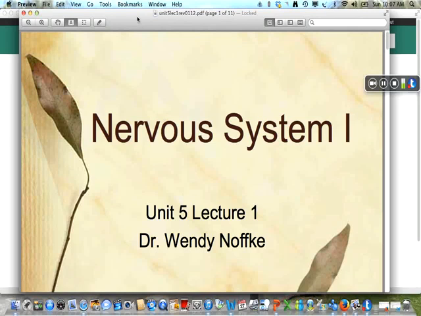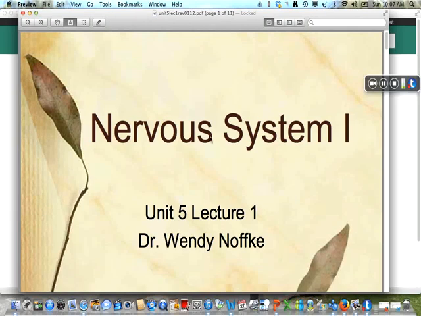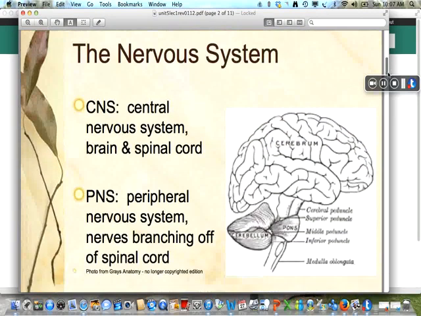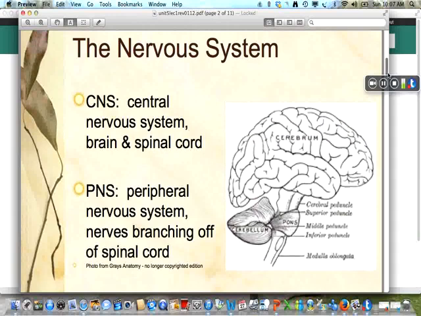Okay, this is the first unit on the nervous system. So our nervous system is composed of two parts. We have the CNS, which is your central nervous system, that's going to include the brain and the spinal cord. These structures are all encased in bone. The PNS is your peripheral nervous system, and this is going to be the branches that come off of the spinal cord, as well as a few of the cranial nerves.